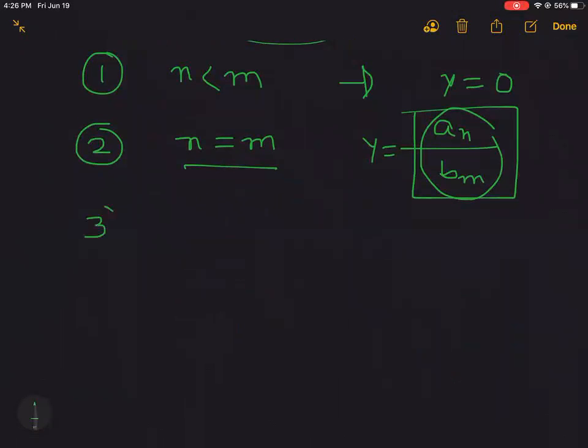Okay, so next up, oops, sorry. If n is greater than m, then we'll say there is no horizontal asymptote.